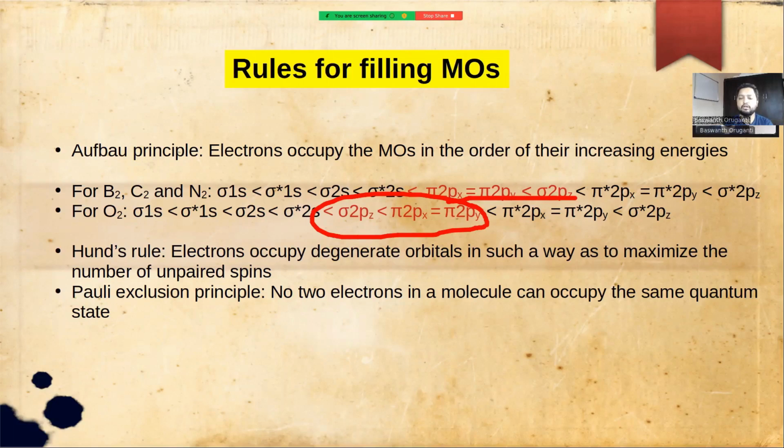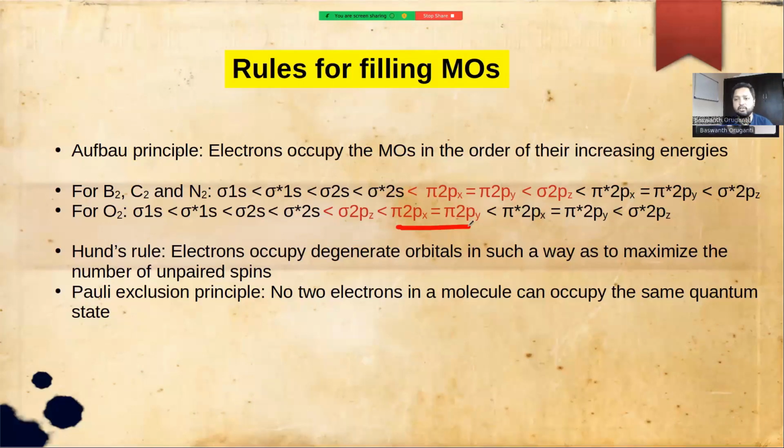Going to Hund's rule, when there are two degenerate orbitals, for example, if we take pi 2px and pi 2py, when we are filling degenerate orbitals, if we have two electrons, first we should make sure that we have the maximum number of unpaired spins. That means we should fill one electron each. We should not fill both the electrons in the same orbital. Instead, we should fill one electron each.